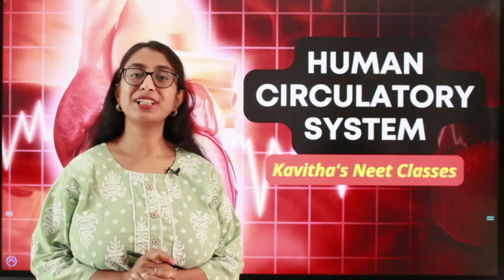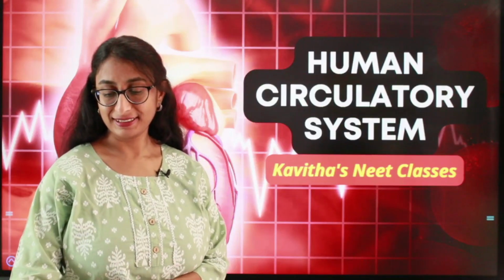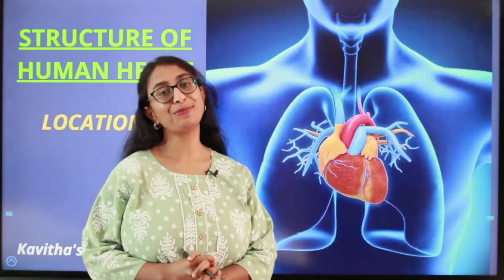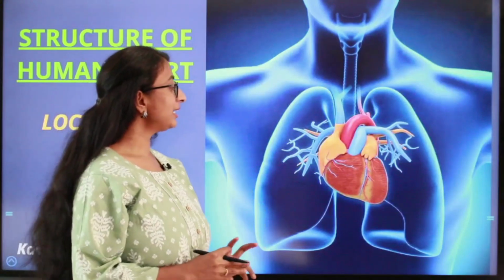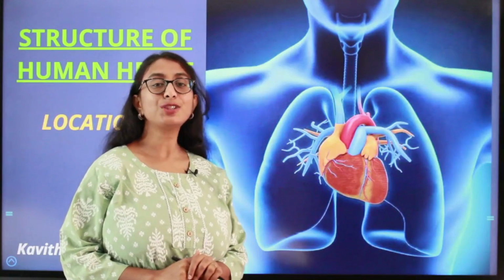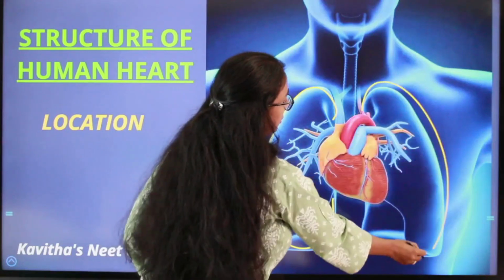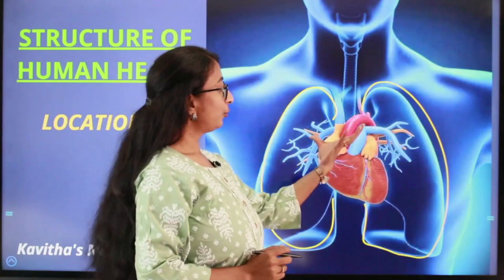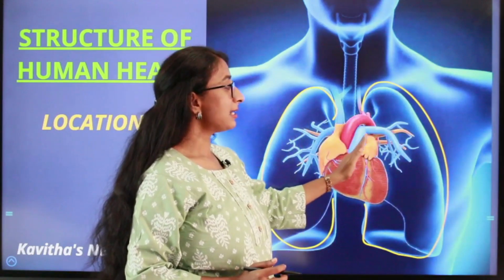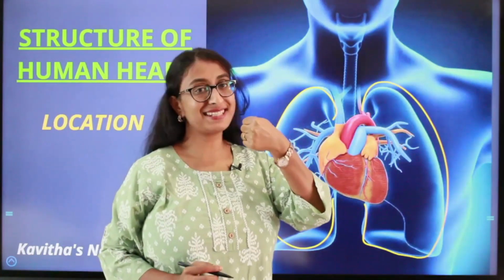In this lecture, we shall discuss the location and the structure of the human heart. First, speaking about the location of the human heart. The human heart is located in the thoracic cavity in between the two lungs, and it is slightly tilted towards the left side. Here you can see these are the lungs. The size of the human heart is that of a clenched fist.